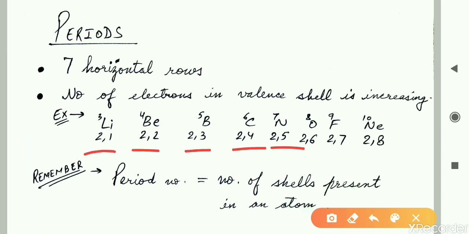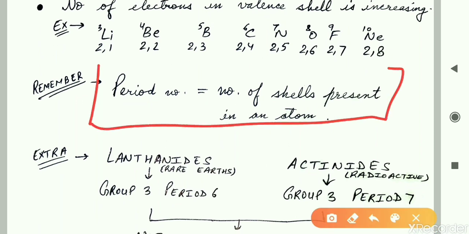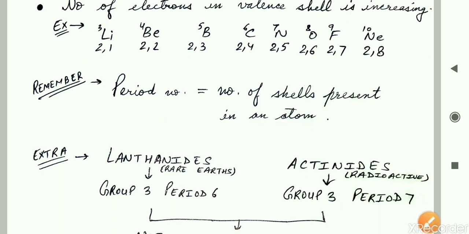Now notice the elements are from atomic number 3 to 10, and each electronic configuration is mentioned here. The valence electron count, the second number here, is changing: 1, 2, 3, 4, 5, 6, 7, 8. So the number of valence electrons always increases from left to right in a particular period. From this we get an important fact to remember: the period number is equal to the number of shells present in an atom.